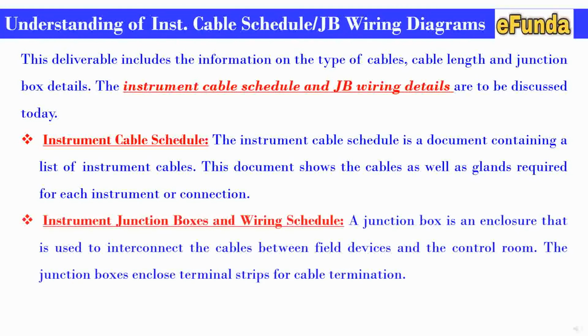Instrument junction boxes and wiring schedule. A junction box is an enclosure that is used to interconnect the cable between field devices and the control room. The junction box encloses terminal strips for cable termination. Those are the cables which we are going to reflect in the cable schedule, to be terminated on the terminal strip inside the junction boxes so as to have the field connection.